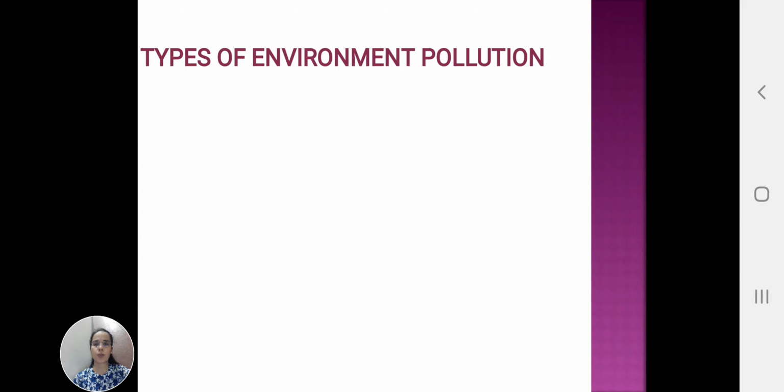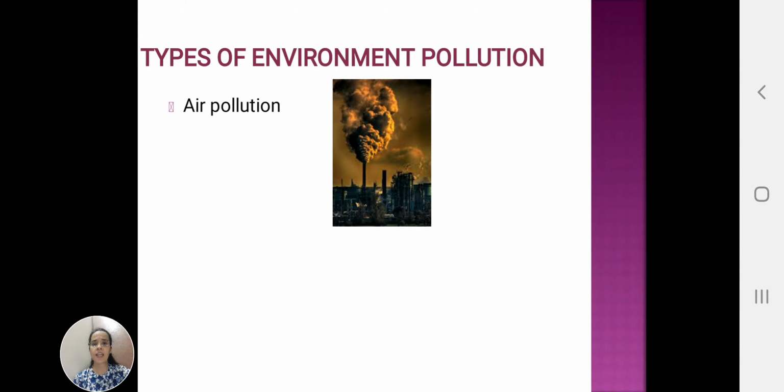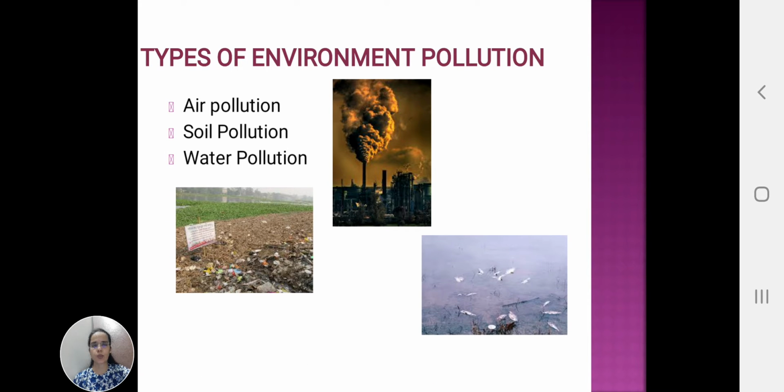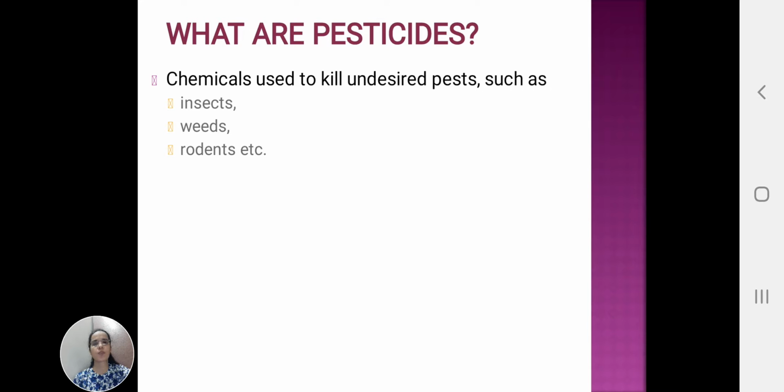Types of environmental pollution. The three major types of environmental pollution are any undesirable change in the air causing air pollution, any undesirable change in soil, soil pollution, and water pollution. All these three types of pollution are definitely being caused by the pesticides. Now we'll be discussing what are pesticides.